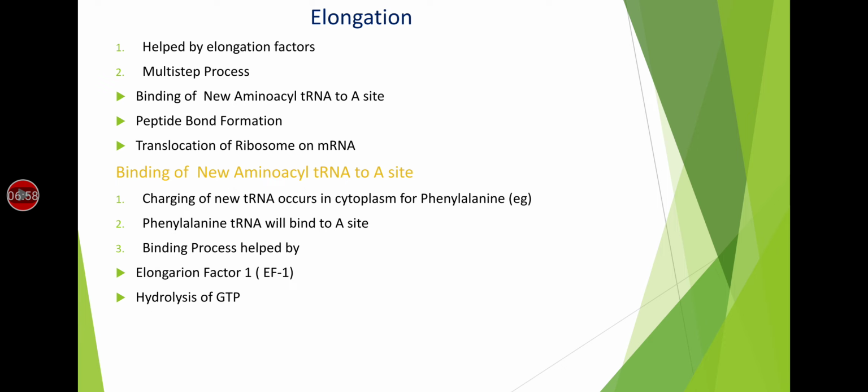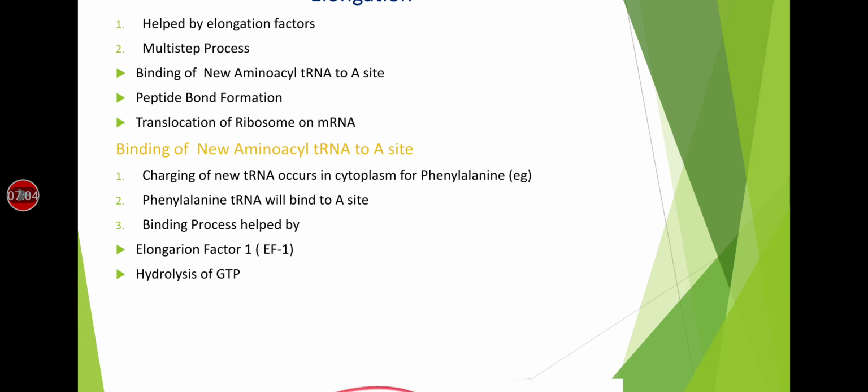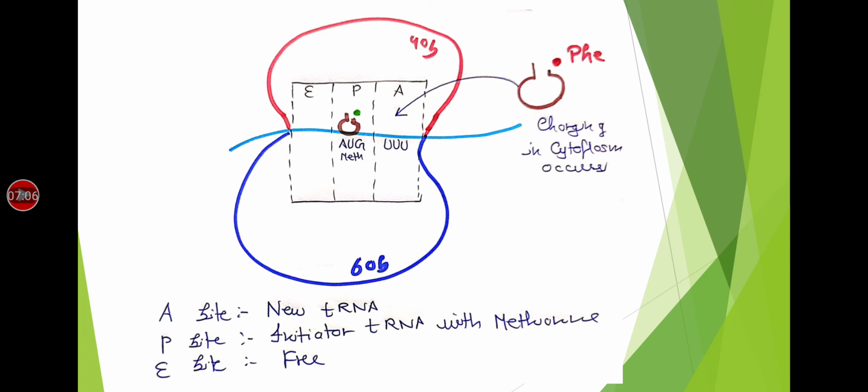Starting with the first step, that is binding of new aminoacyl tRNA to A site. In this particular diagram, we can see that the initiator tRNA is located in the P site. Now, let's say this A site is having codon UUU. We are very much familiar with triple U. What does UUU code for? Yes, it codes for phenylalanine.